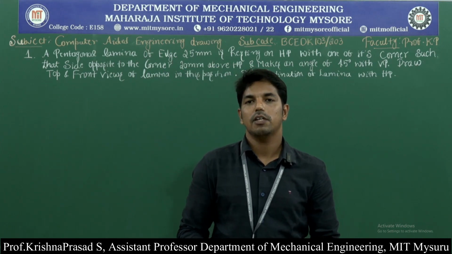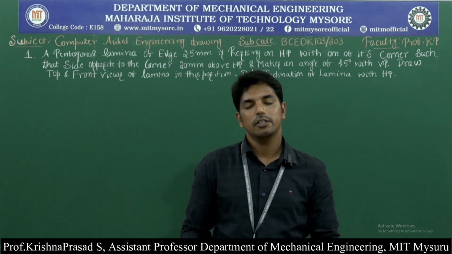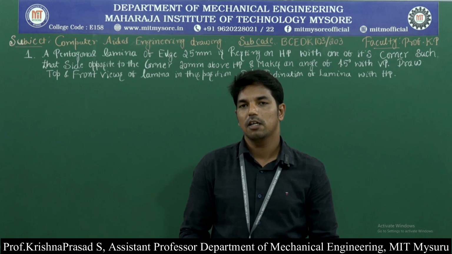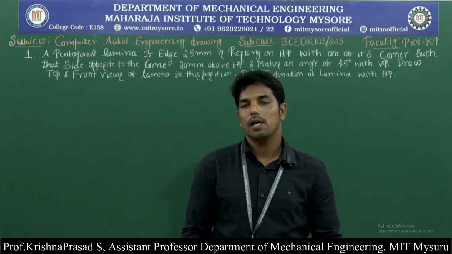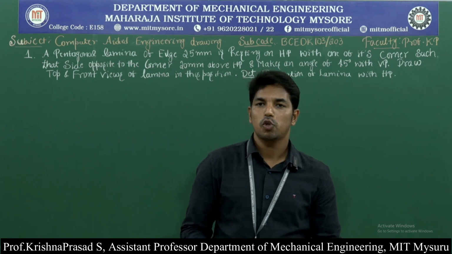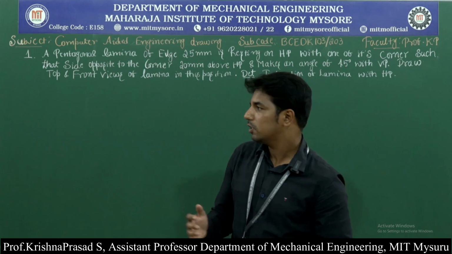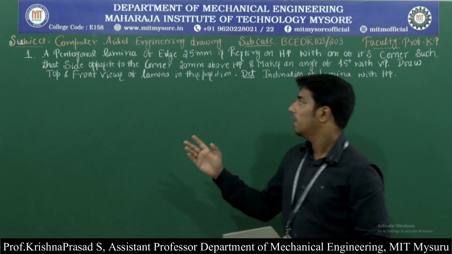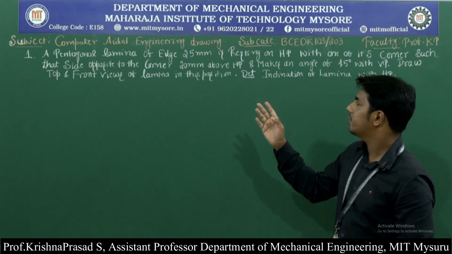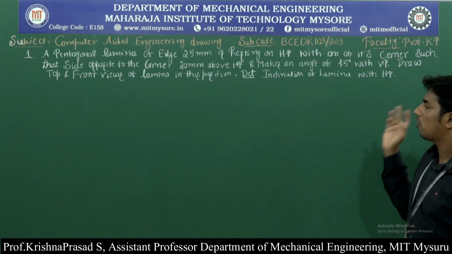In the previous class we discussed rectangular lamina and square lamina regarding the projection of planes. In today's class we are continuing with pentagonal lamina and its projections on the front view as well as the top view. Regarding the pentagonal lamina, the first problem is: a pentagonal lamina of edge 25 mm is resting on HP with one of its corners.